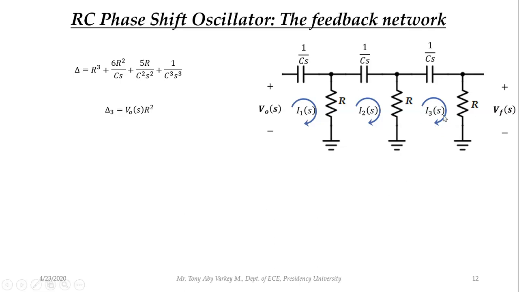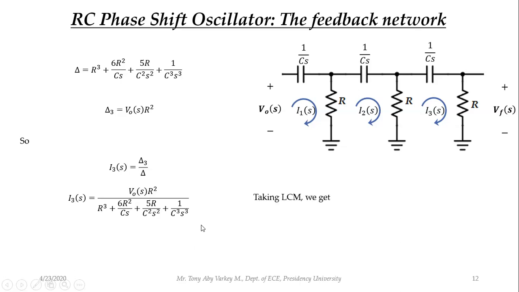I3 will be, according to Cramer's rule, delta 3 by delta. Correct. What will be I2? Delta 2 by delta. What is I1? Delta 1 by delta. But we don't want I1 and I2, so I am finding only I3. Okay. So I3 of S will be equal to delta 3 by delta. I'm substituting the value. So V output of S into R square by R cube plus 6R square by Cs plus 5R by C square S square plus 1 by C cube S cube.